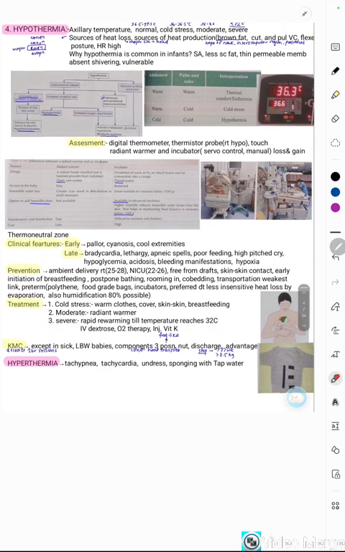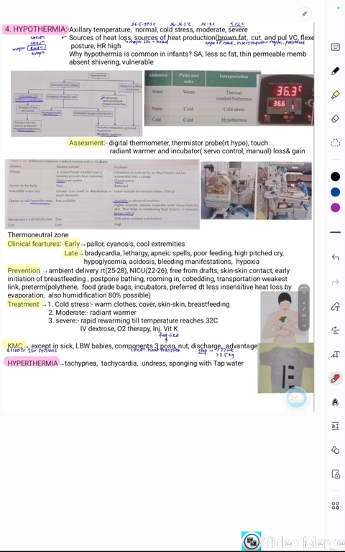Then if it's just a case of cold stress, it is 36 to 36.5 degrees Celsius, then warm blankets can be used. Then skin to skin contact and breastfeeding is promoted. If it's a moderate hypothermia, then radiant warmer. If it's a severe hypothermia, then rapid rewarming should be done up to 32 degrees Celsius. IV dextrose, oxygen therapy, and injection vitamin K for other manifestations.